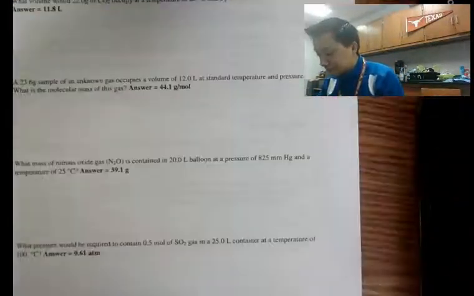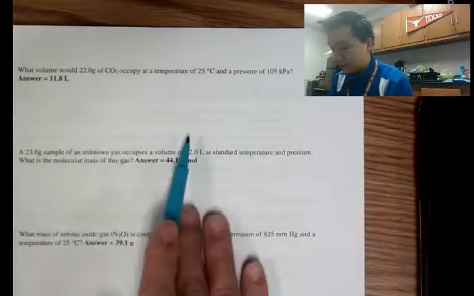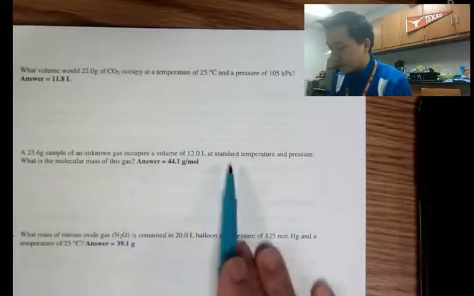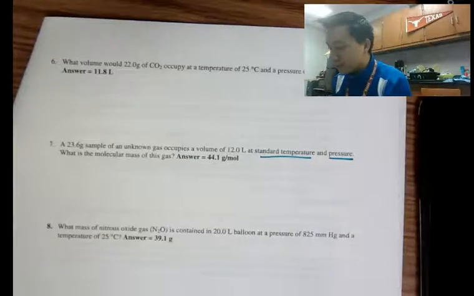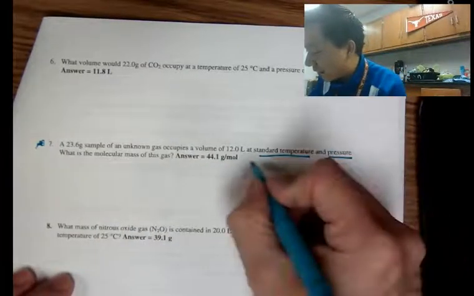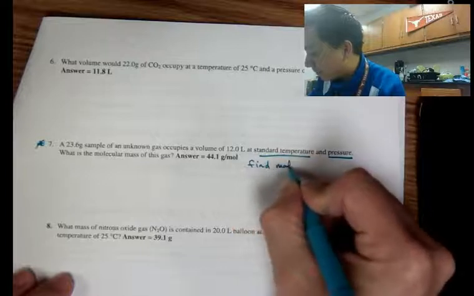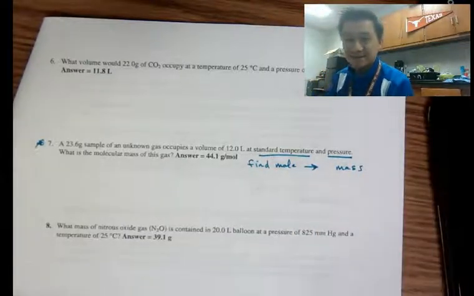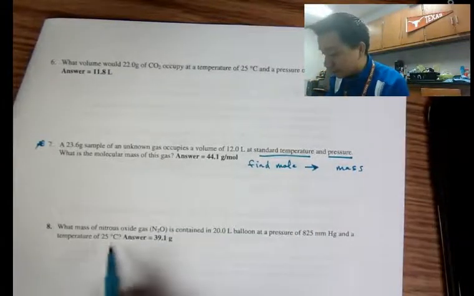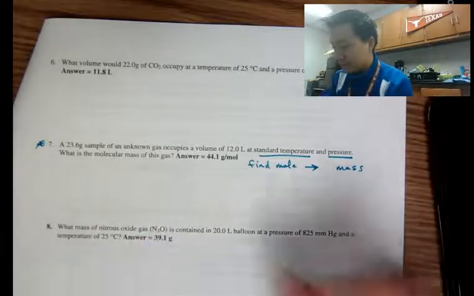Let me look through these questions here. What volume would it occupy? That's looking for volume. Sample of gas at standard temperature and pressure. So here's standard temperature and pressure again on number 7. What's the molecular mass? Here's a hint on number 7. It wants molecular mass, so find the moles first and then convert to mass, and we've done that. Same thing here. What mass? So in order to find mass, you always have to find moles first.